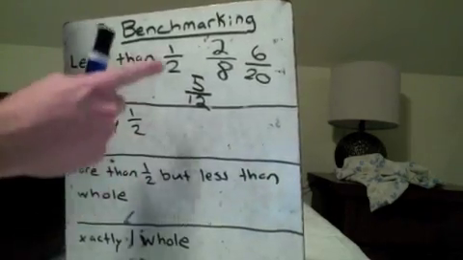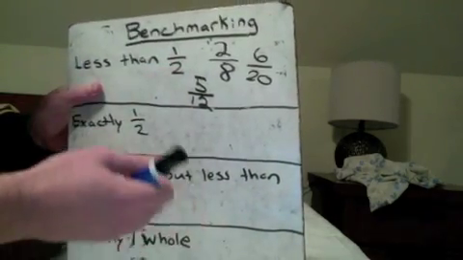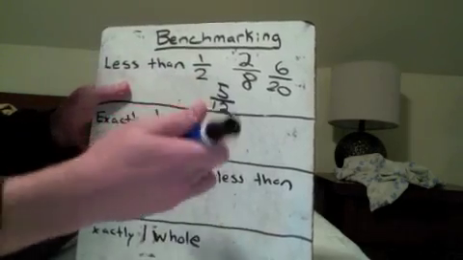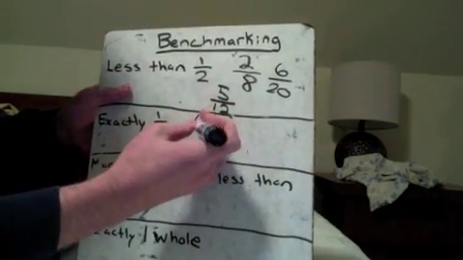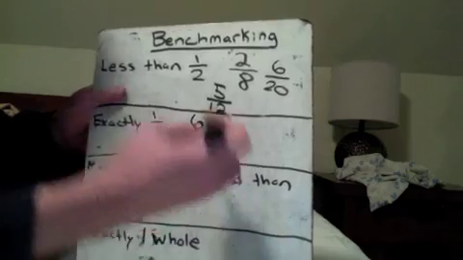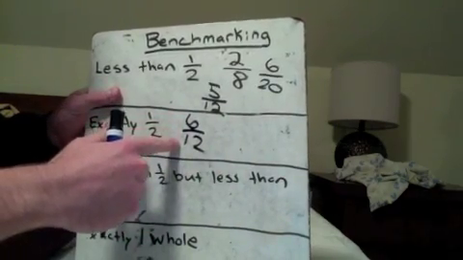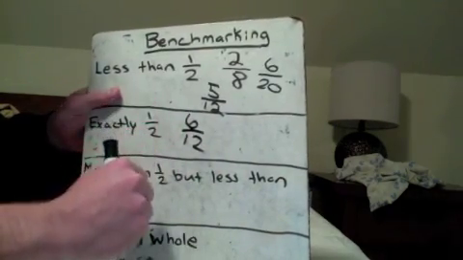Moving on to the next one, exactly half. I'll use the same examples up here, but show you what half would be. For our 5/12 example, exactly half would not be 5/12, but it would be 6/12. If you have 6 out of 12, you have exactly half of the pan.